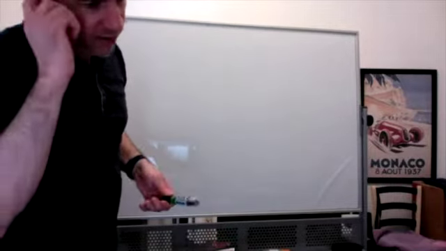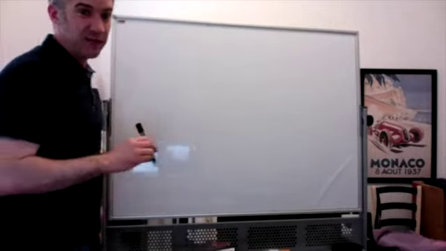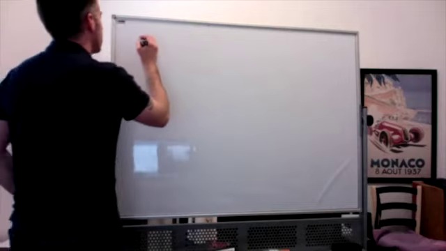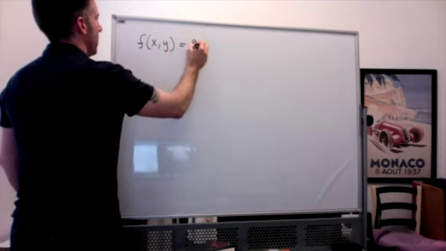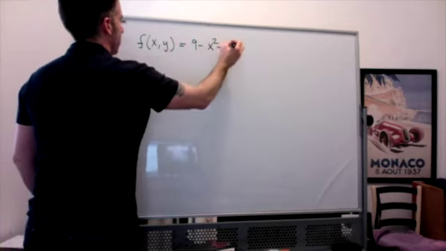So here's one of my favorite functions to work with because it's easy for me to draw. Let's look at this function of two variables. F of x comma y is 9 minus x squared minus y squared.